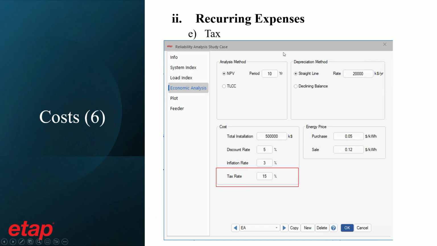Something that you need to note about the different rates and prices is that they are assumed to be fixed over the whole life cycle of the study. So, for example, here the tax rate that is entered as 15% is assumed to be the same for the whole 10 years that the study is done. Same for the other parameters of the system.